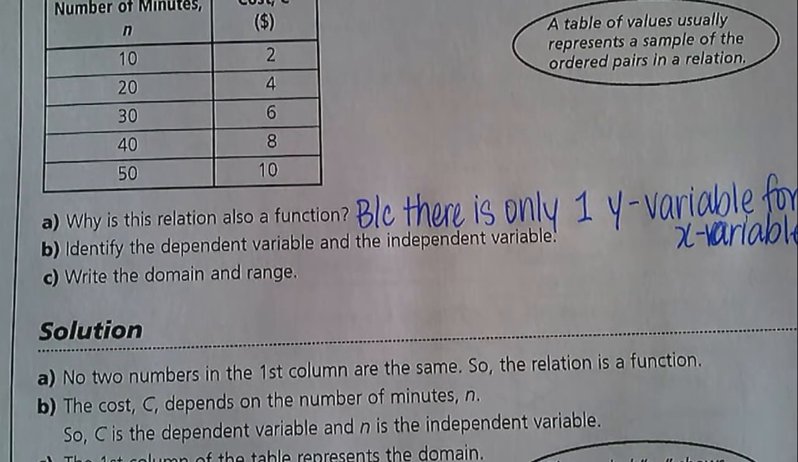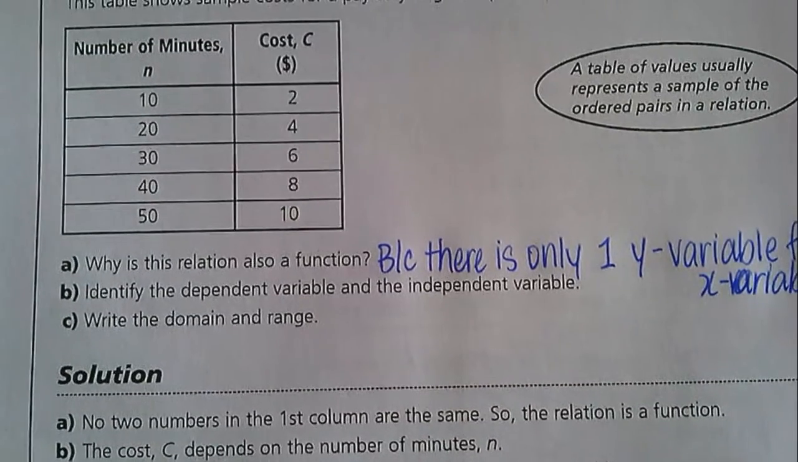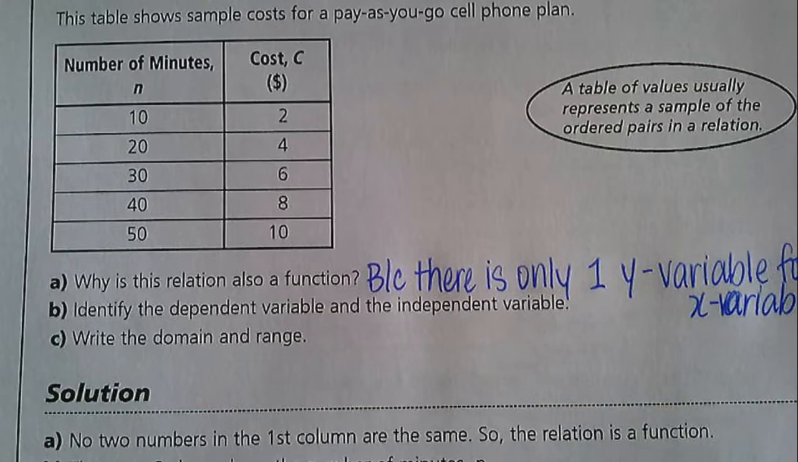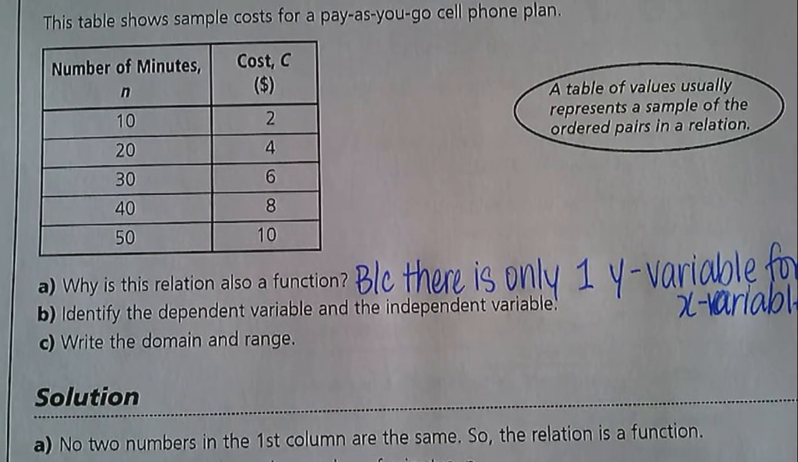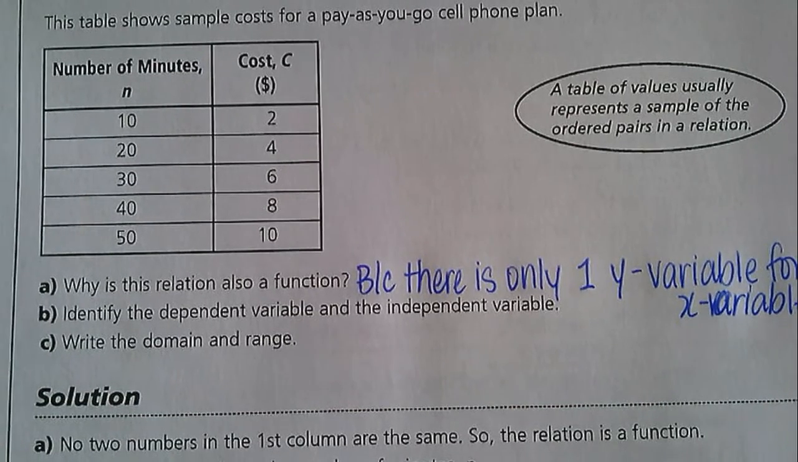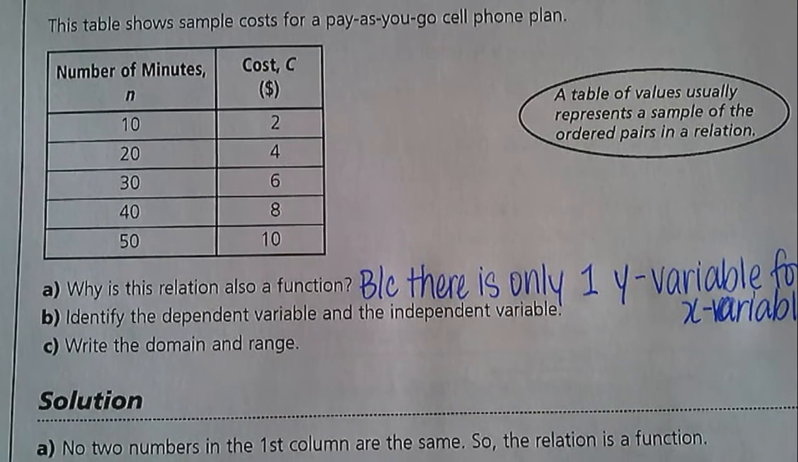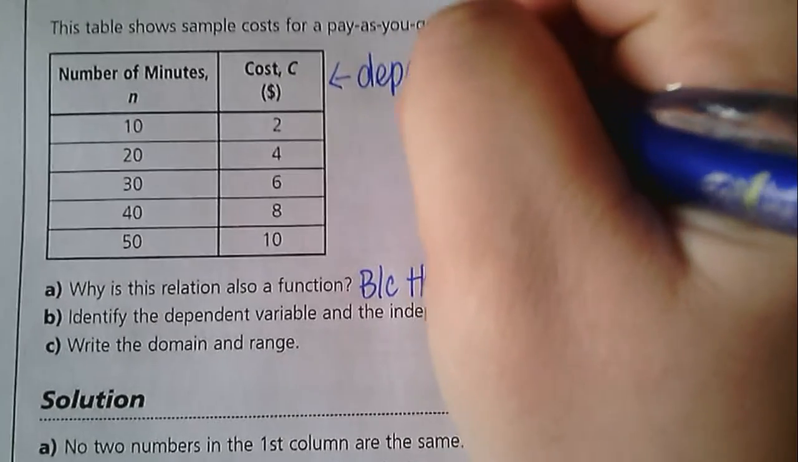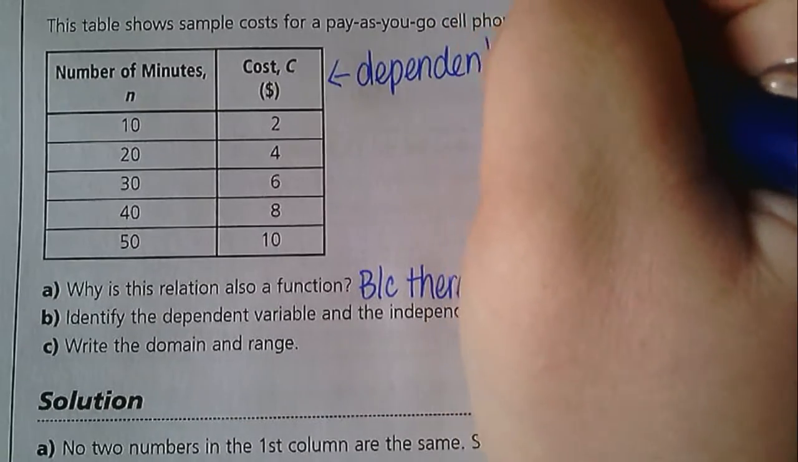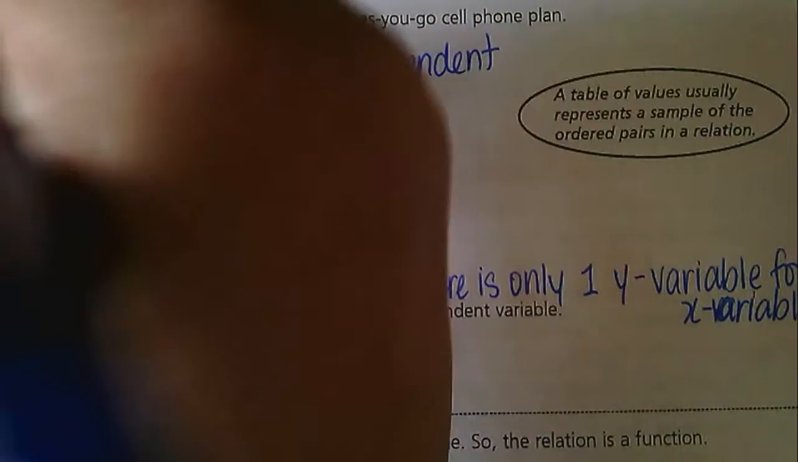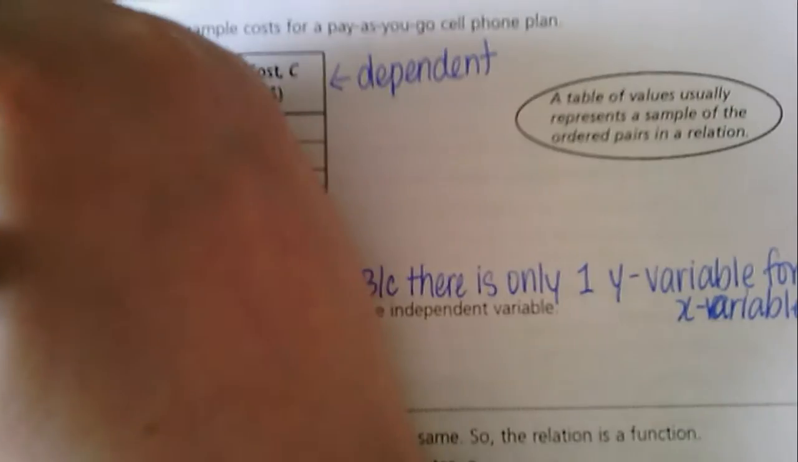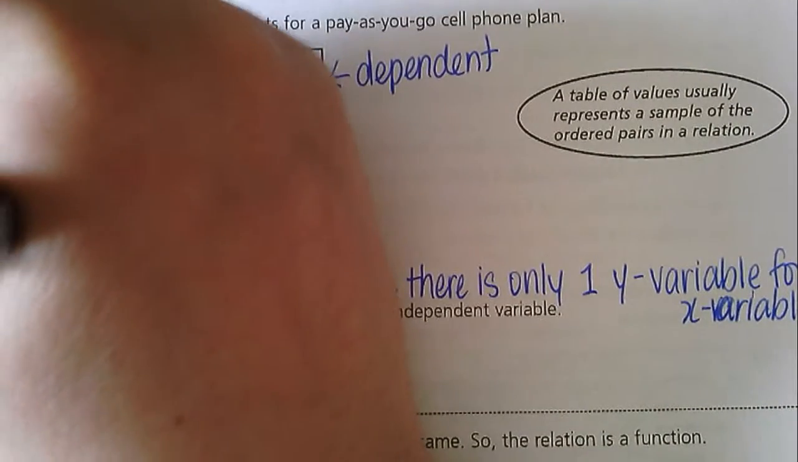So this one says identify the dependent variable and the independent variable. So if we look at this example here, does the number of minutes rely on the cost, or does the cost rely on the number of minutes? You might have noticed that the cost is dependent on the number of minutes, making the number of minutes independent.